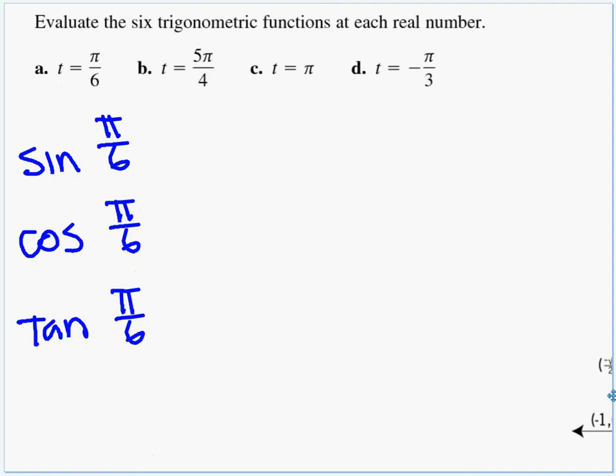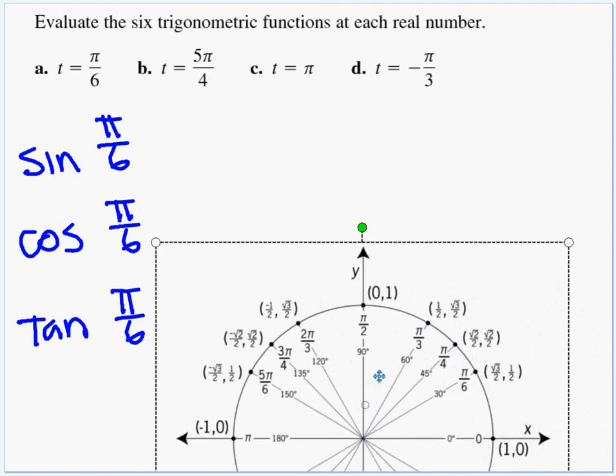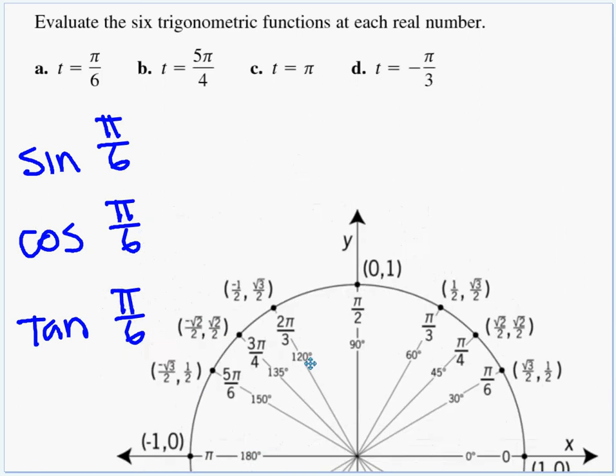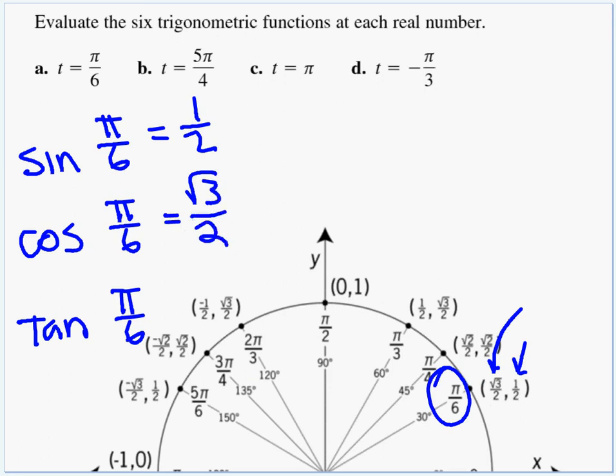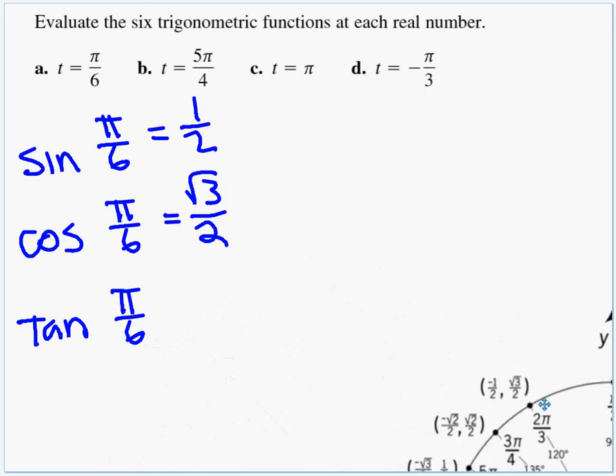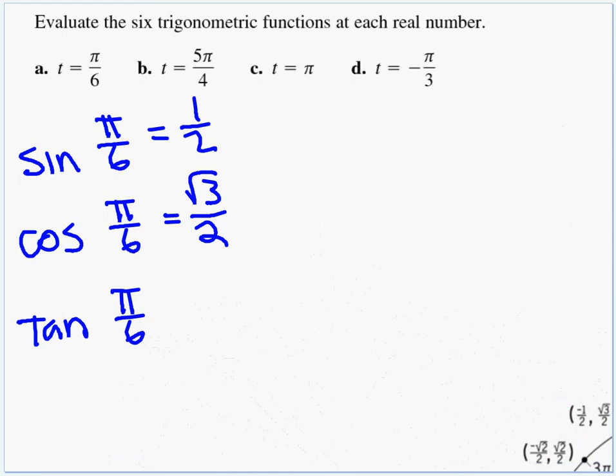I've just got a unit circle hiding over here. So let me make this a little bigger. So here is our angle, pi over 6. Sine value is the y-coordinate, so sine at pi over 6 is 1/2. The cosine value is the x-coordinate, root 3 over 2. So we've got those, and now we can use those to find the other 4.